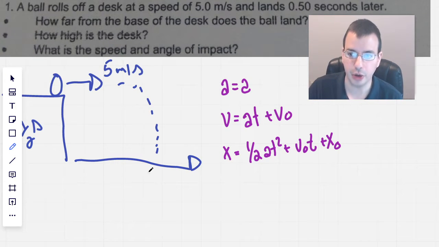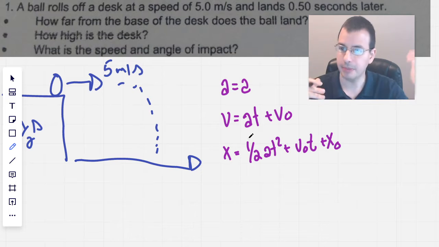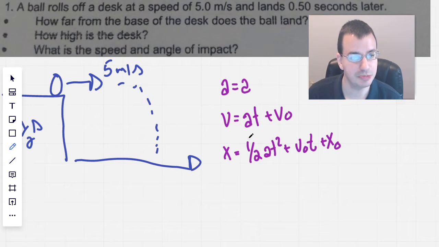Okay, so these are the equations. And even though I wrote x here, it doesn't necessarily mean the x dimension. It can apply in any dimension. In this specific case, we're going to use it for x and y. So first thing we're going to do is how far. I'm just going to try and do them in order. I think we could do them in pretty much a different order, but we're going to do them in order.